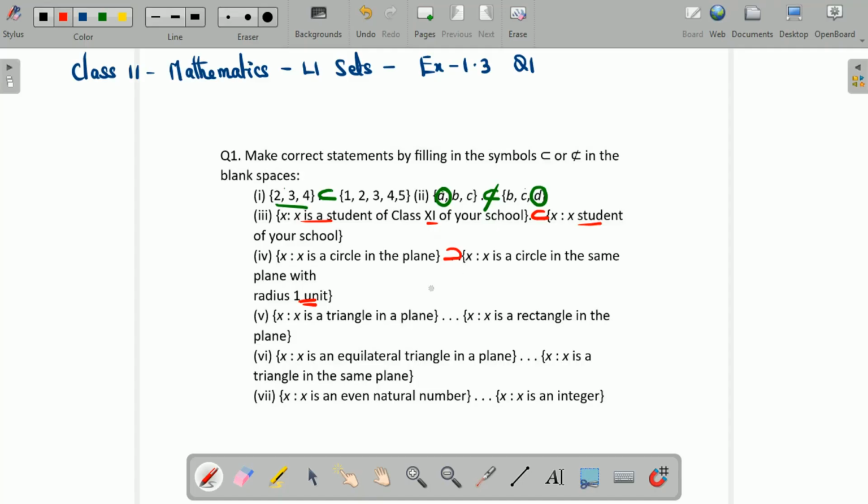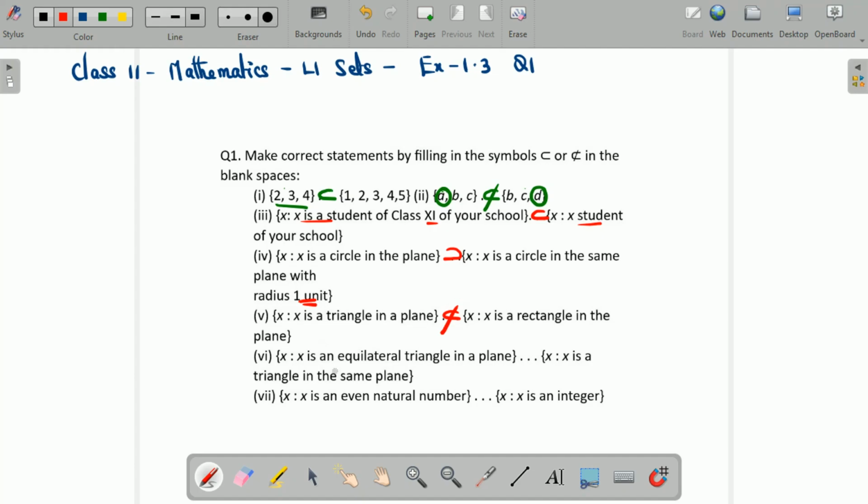Now in the fifth subdivision, X is a triangle in the plane, whereas on the right side, X is a rectangle on the plane. There will be no intersections between the left set and the right set because they are two entirely different polygons on the plane. So in this case, I'm going to say this is not a subset. Now let's take the sixth one.